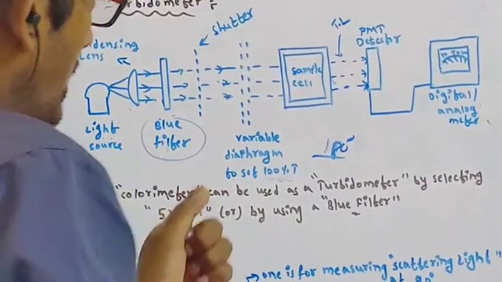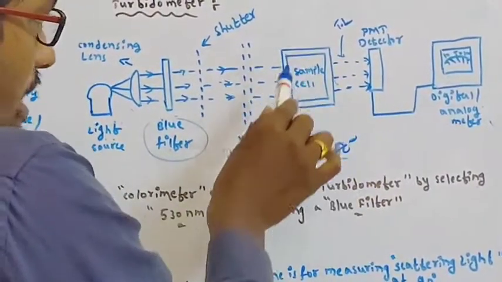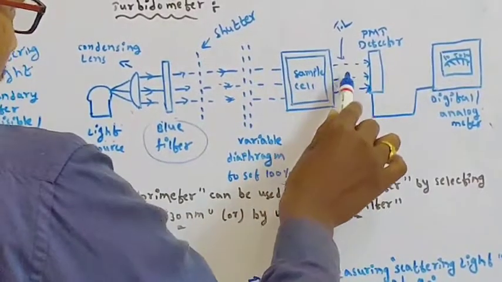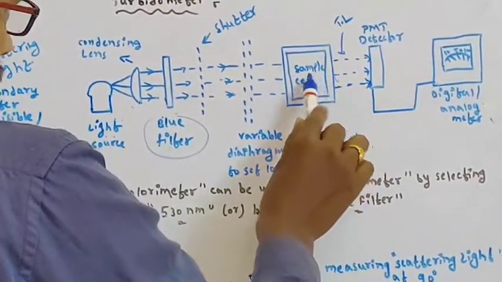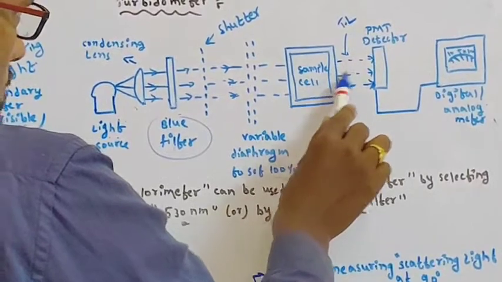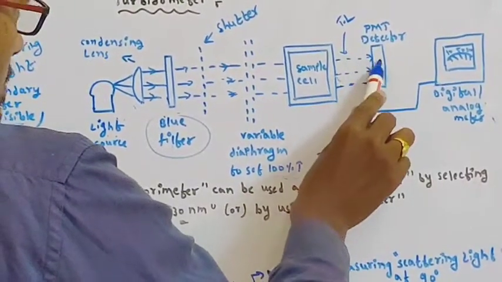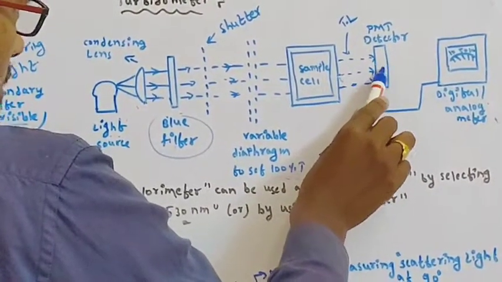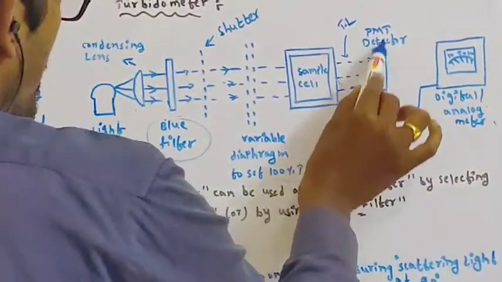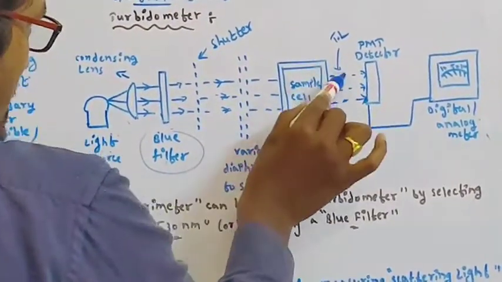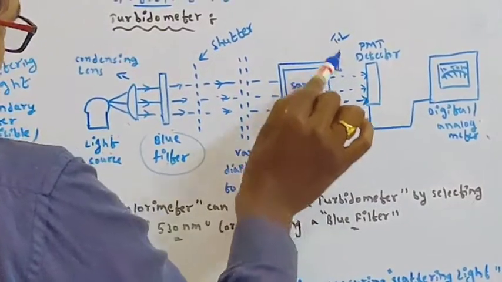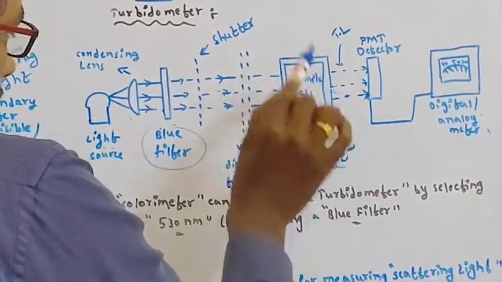Here it is difficult to measure all the angles of scattered light. So we will measure the transmitted light only. Here some amount of radiation is transmitted through the sample. That we will measure by using a detector, here a photomultiplier tube detector. This is the transmitted light. In the turbidimeter we are measuring the transmitted light.